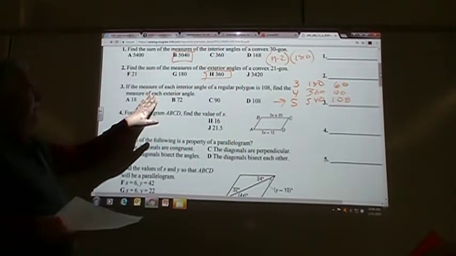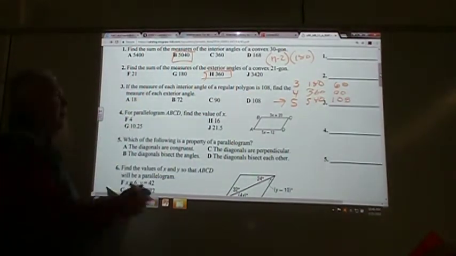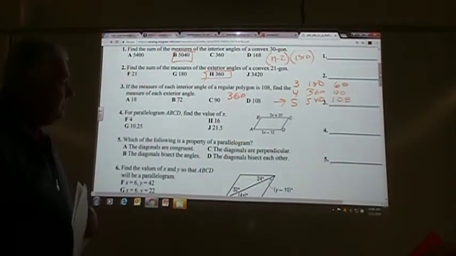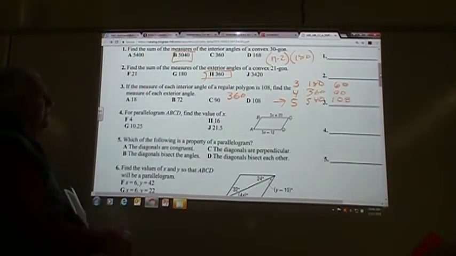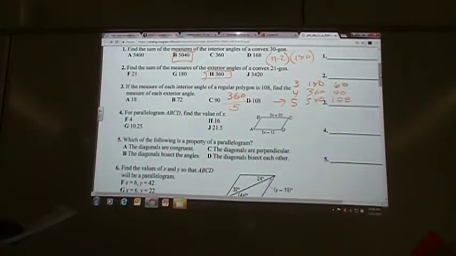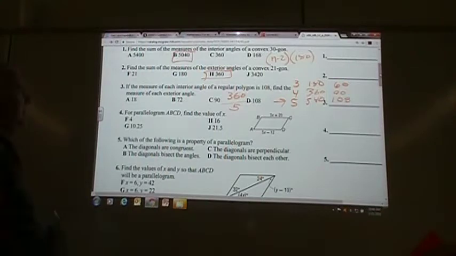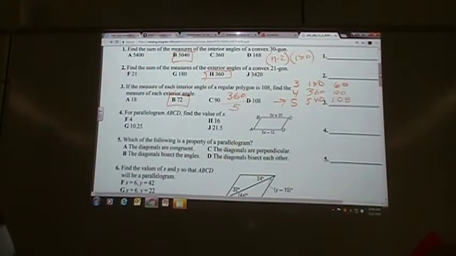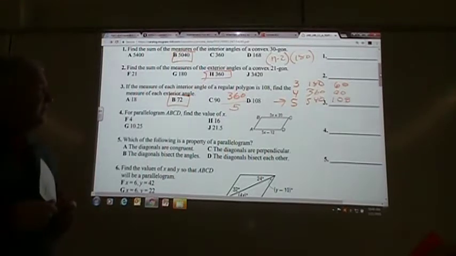So find the measure of each exterior angle. We know there's 360 degrees in the exterior angles, and if there's 5 of them, 360 divided by 5 gives us 72. So for number 3, the answer is B, 72.